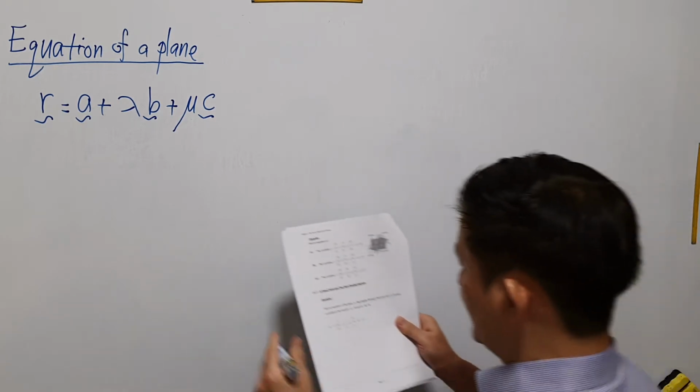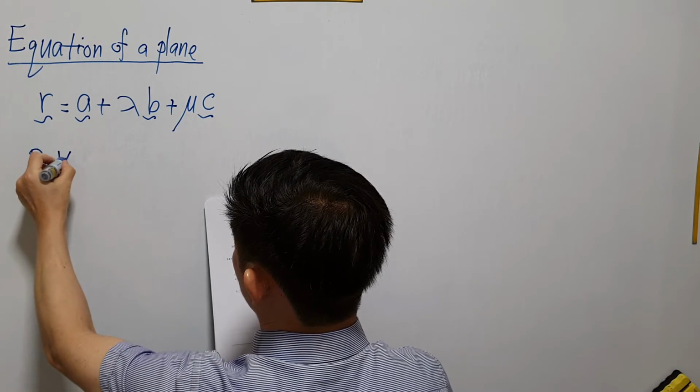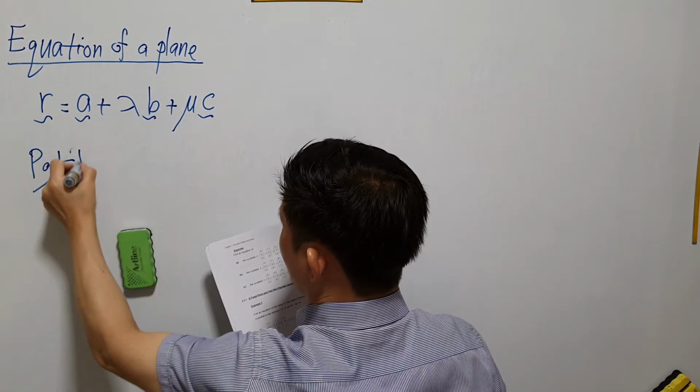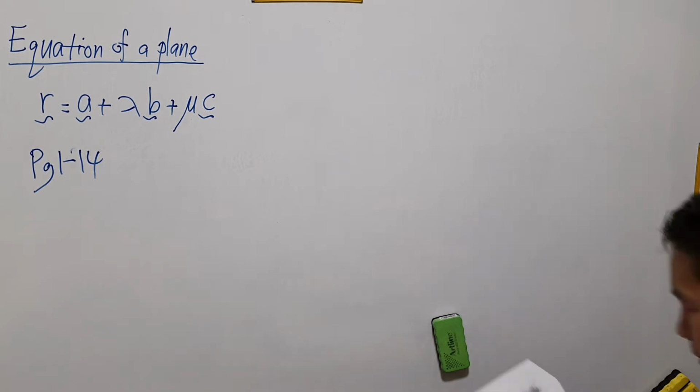So turn with me to page 114. Page 114. I'm going to look at example 1 first. There's an exercise in front, but never mind. I want you to look at example 1 first.